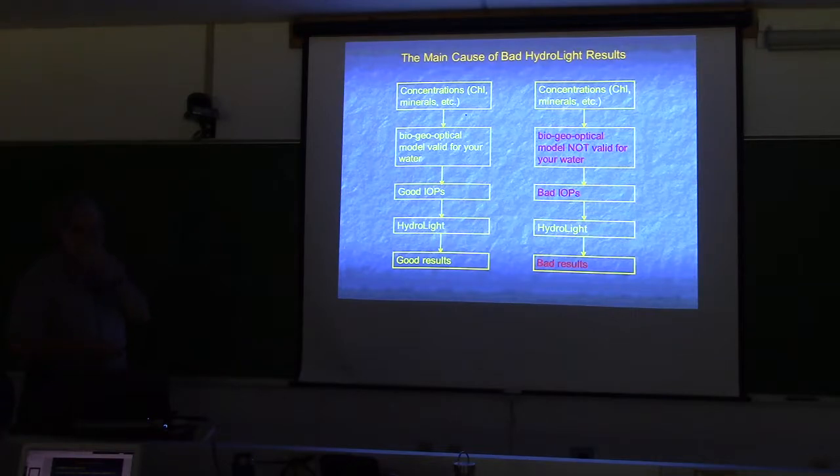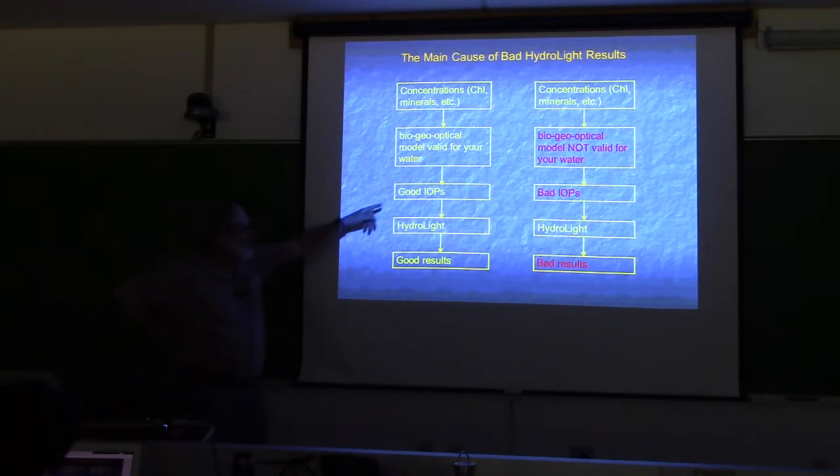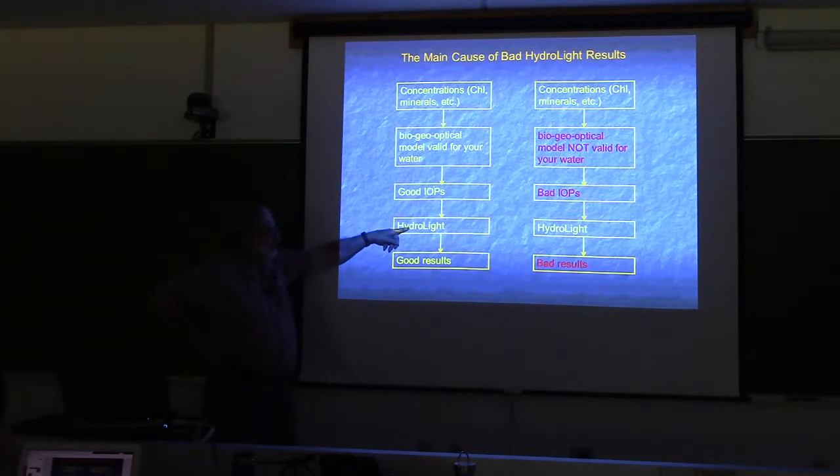20 years of experience shows that the main reason for bad Hydrolight runs is bad IOPs. So you usually have some concentration for chlorophyll, minerals, whatever. You run those through a biogeo-optical model that's valid for your water. You'll get good IOPs for your water. You run them through Hydrolight and you'll get good results.